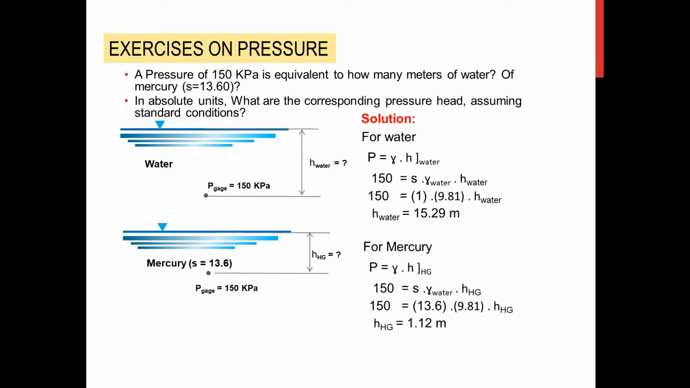Notice that there is a substantial decrease of the height compared to the water. That is because mercury has a greater value than that of the water in terms of gamma, or the unit weight.